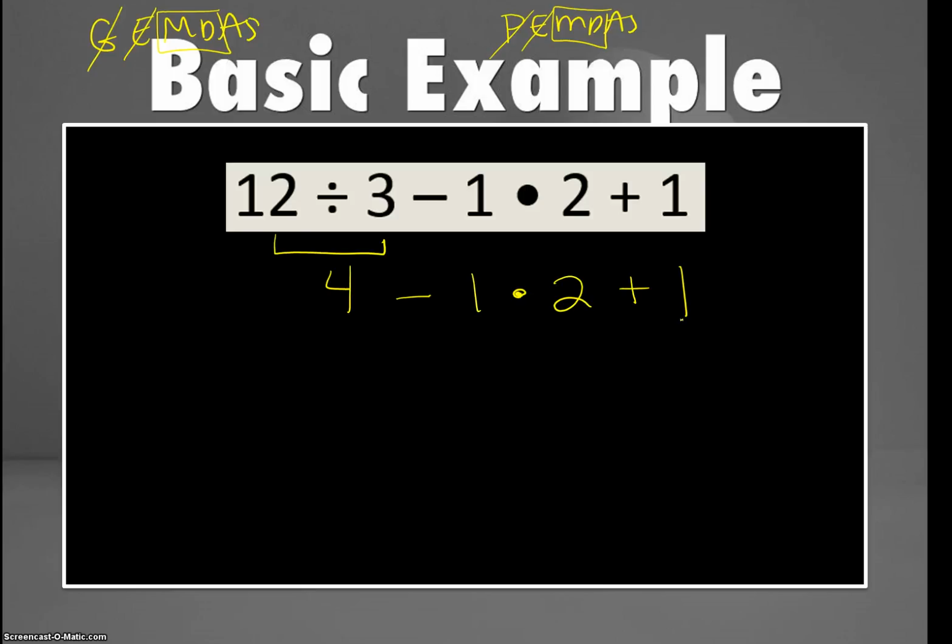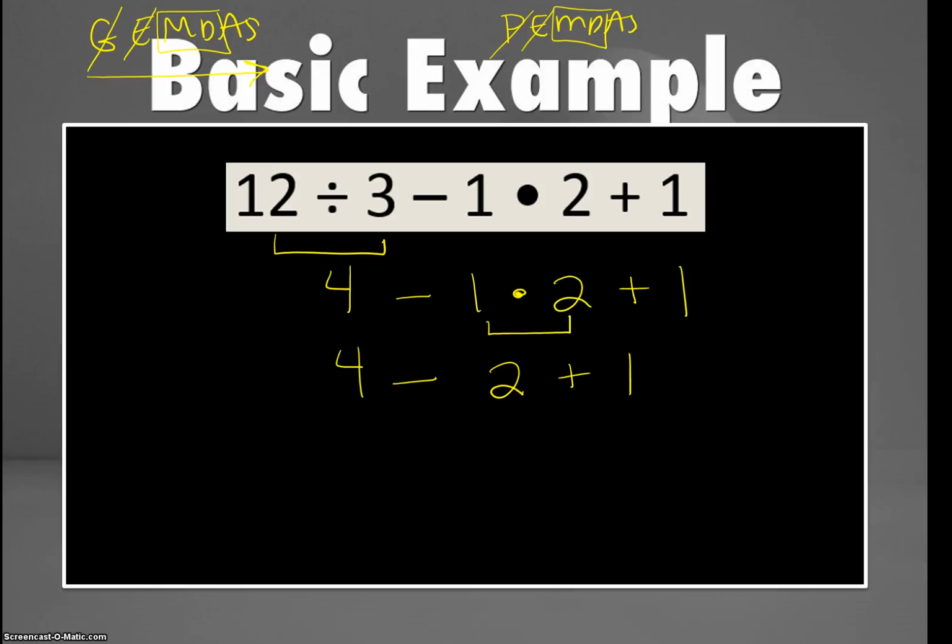Then you start over. I have subtraction and multiplication and addition left. So looking at GEMDAS, if you read from left to right, I have to do multiplication or division first. So I'm going to do these two first. So I keep the 4, and then I multiply 1 times 2 to get 2, and then I copy the rest of the problem down.